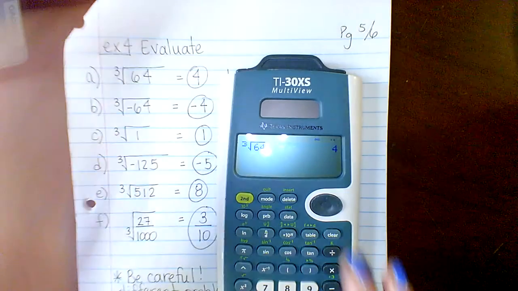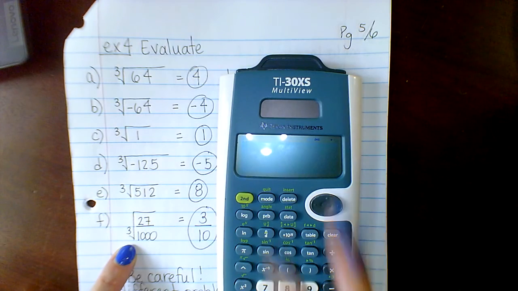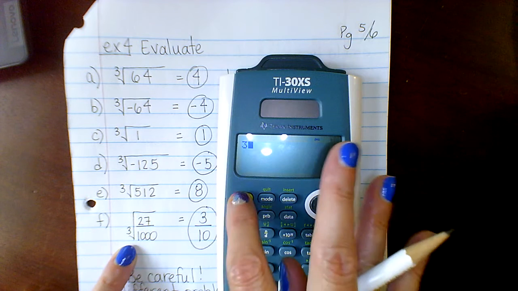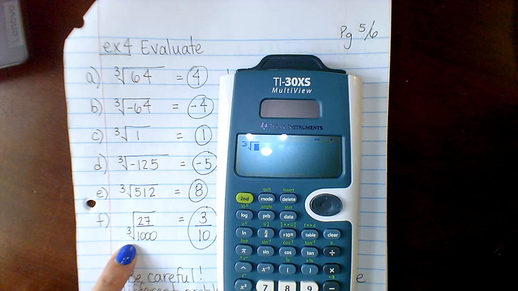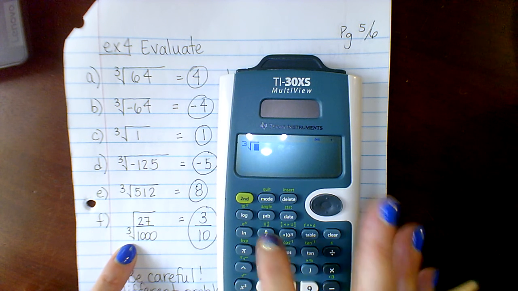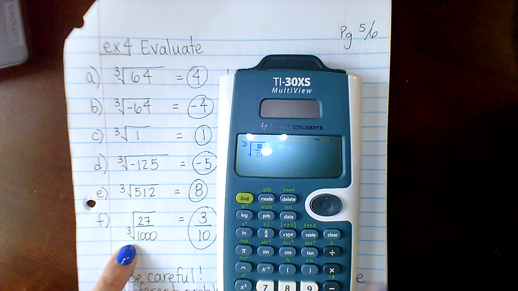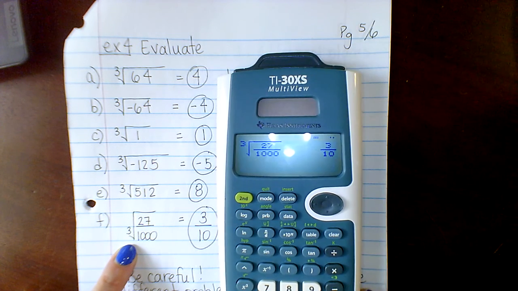This last one with the fraction, I could see that one being a little bit of a mess. So we're going to hit 3 to tell it it's a cube root. Later on we're going to do fourth and fifth roots and so on. But then we're going to hit the fraction button and do 27 and then 1,000, and we get 3 over 10.